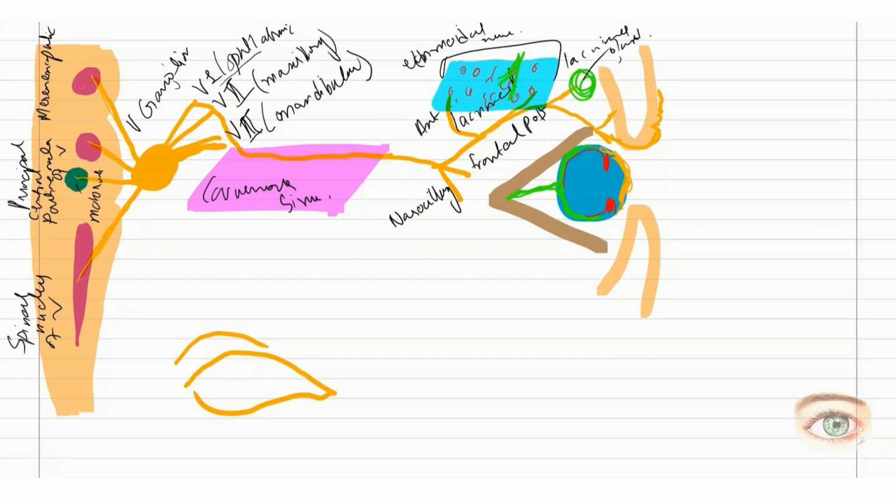So, on the lateral side, we have the lacrimal branch, right? Now comes the frontal branch. The frontal branch will also divide into two subdivisions. And these subdivisions are called supratrochlear and supraorbital.